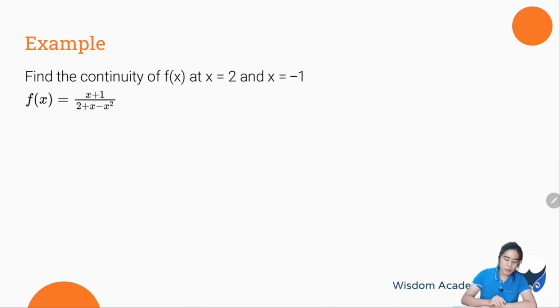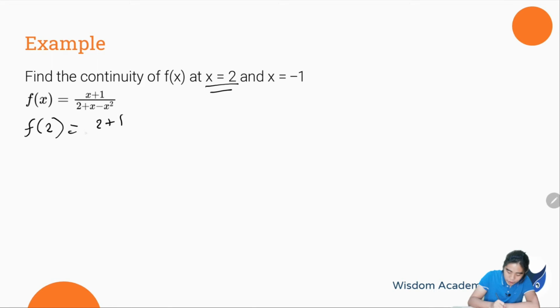Bagong example, so we should find the continuity of f of x at x equals 2 and x equals to negative 1. So, dalawang continuity yung hahanapin natin. So, first, let us find the continuity at x equals to 2. Hanapin muna natin f of 2. So, 2 plus 1 over 2 plus 2 minus 4.